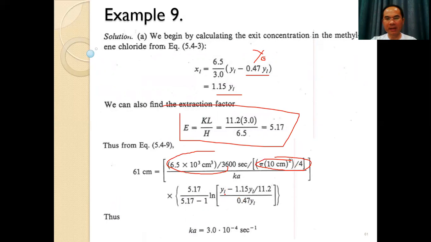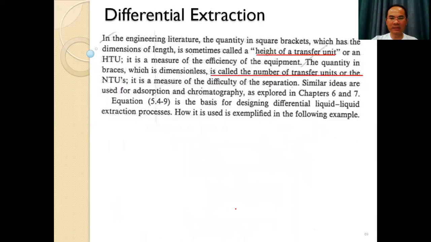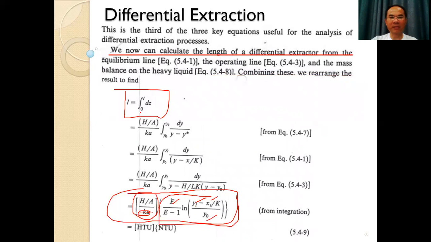Okay. This is YL, and also YL. And thus you can calculate Ka is equal to 3 multiplied by 10 to the power minus 1 per second. That's right, per second. For this case, YL can be cancelled because this is divided by YL, divided by YL. You can cancel YL, and then only one unknown is Ka, and you can solve for Ka. Okay, you know Ka, you can use this equation to calculate L, because Ka is a constant.